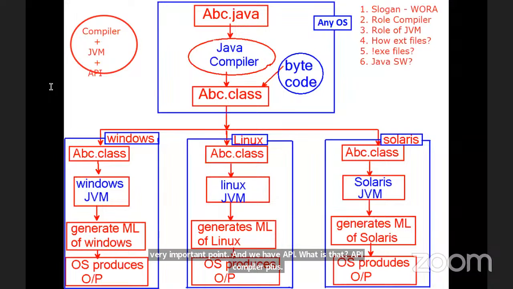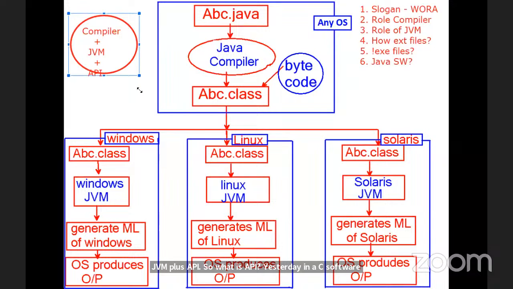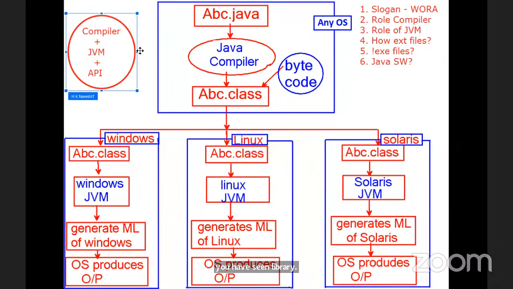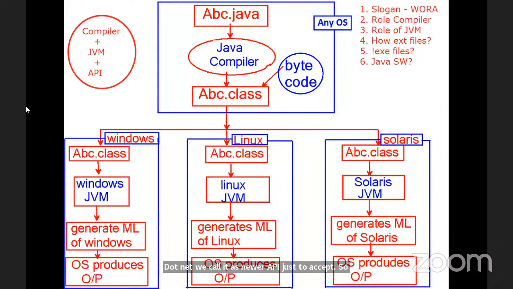So what is API? Yesterday in C software you saw the library. In Java, Python and other .NET languages, generally we call it API. API stands for Application Programming Interface, nothing but predefined programs. All predefined programs in Java, Python, .NET, we call by the new word API, just accept. So what is Java software? Java software means compiler plus JVM plus API.